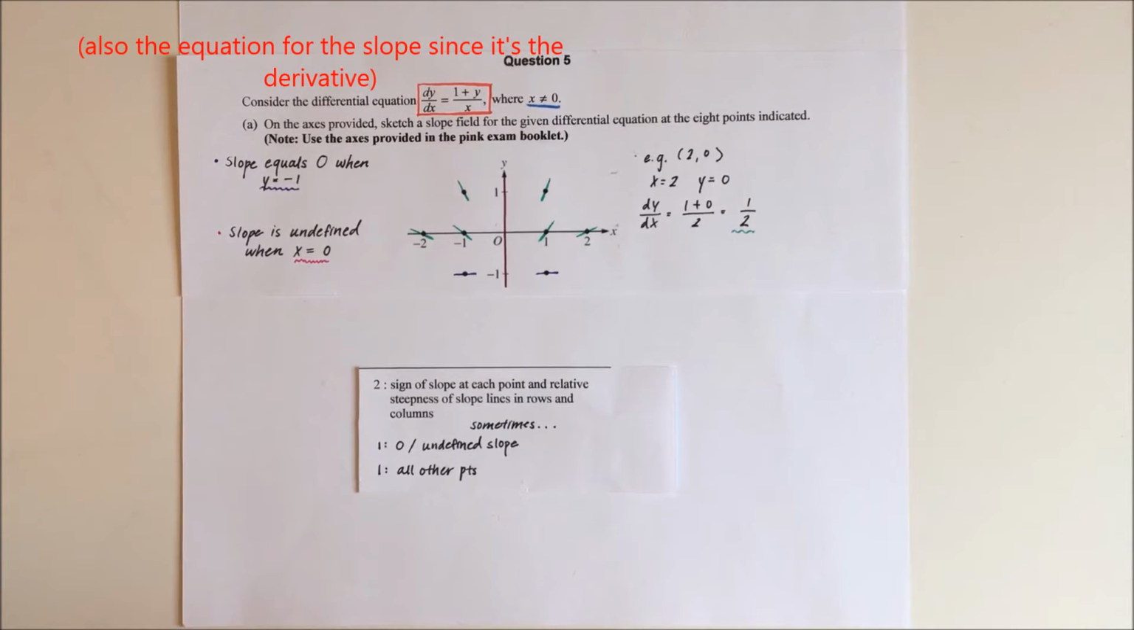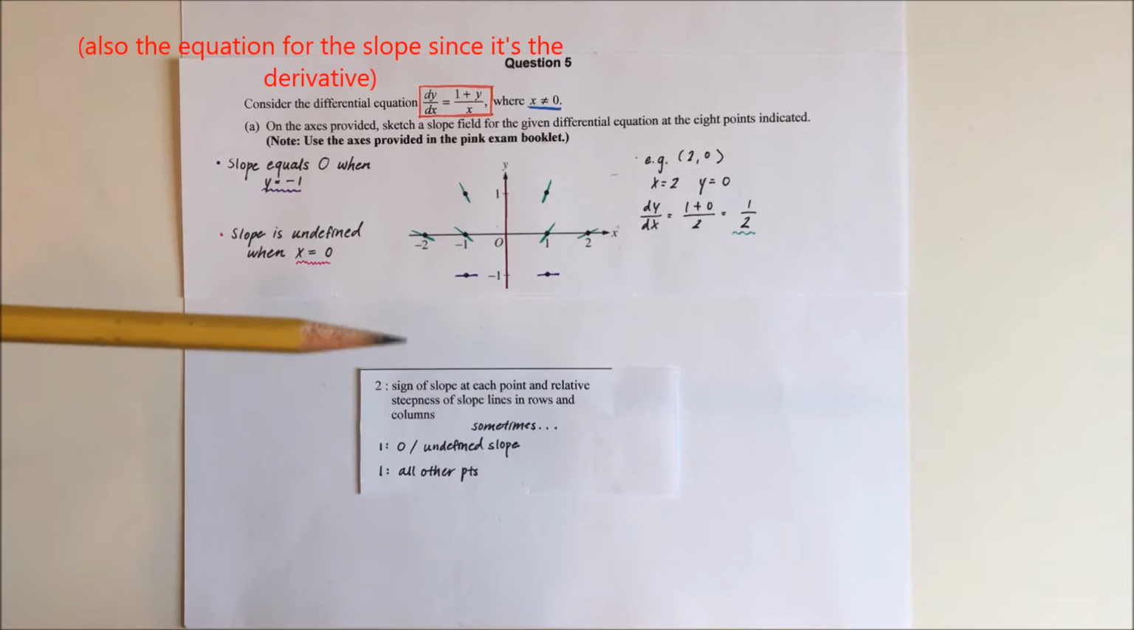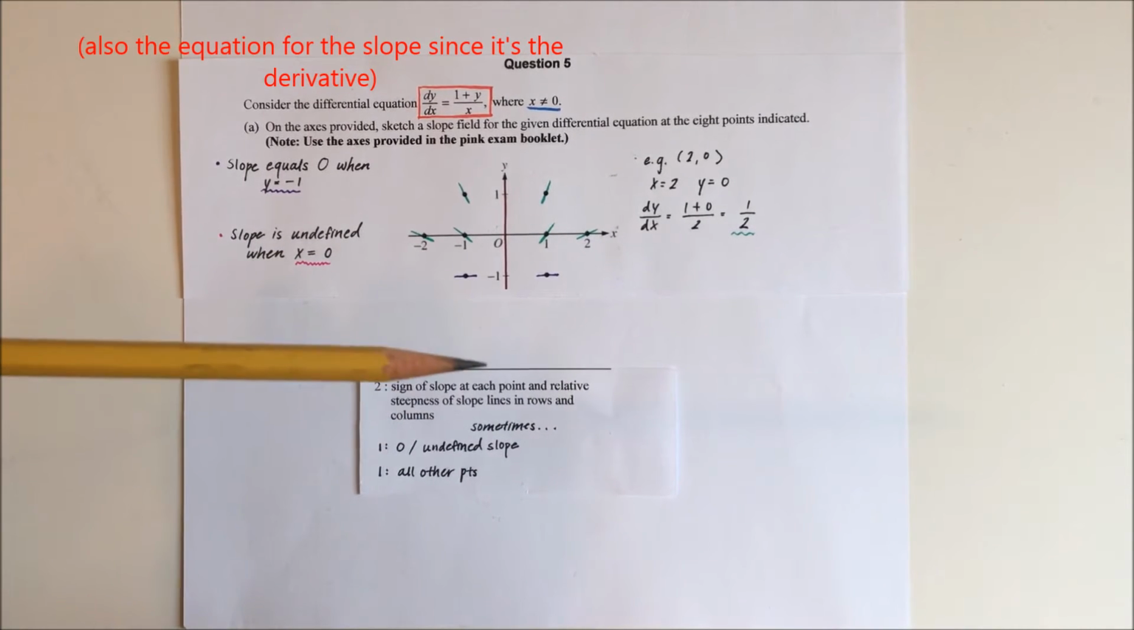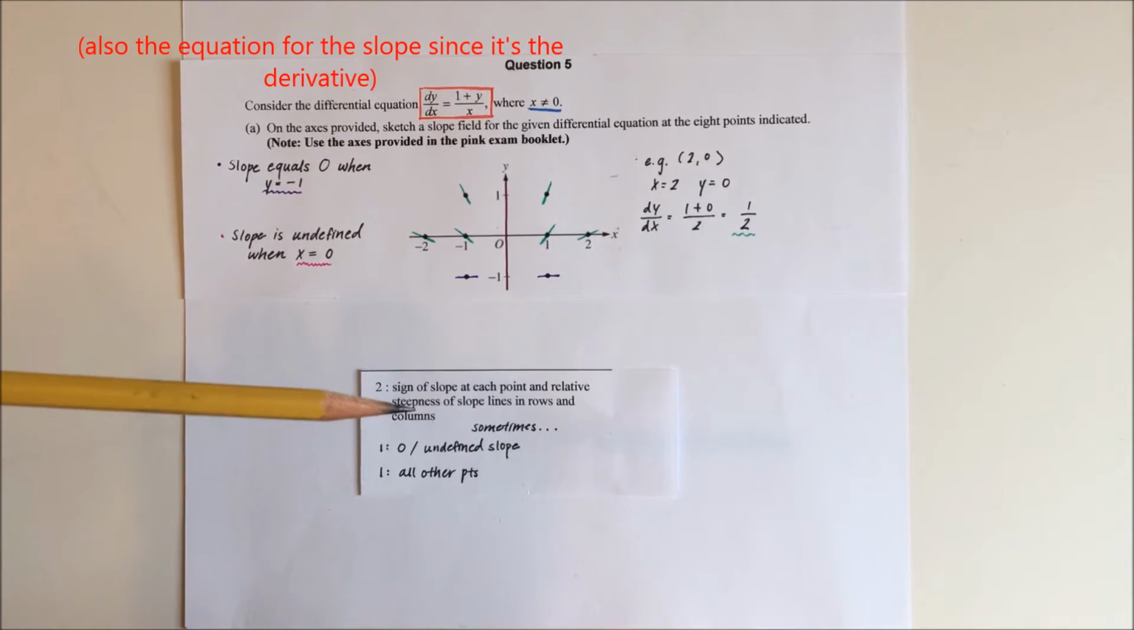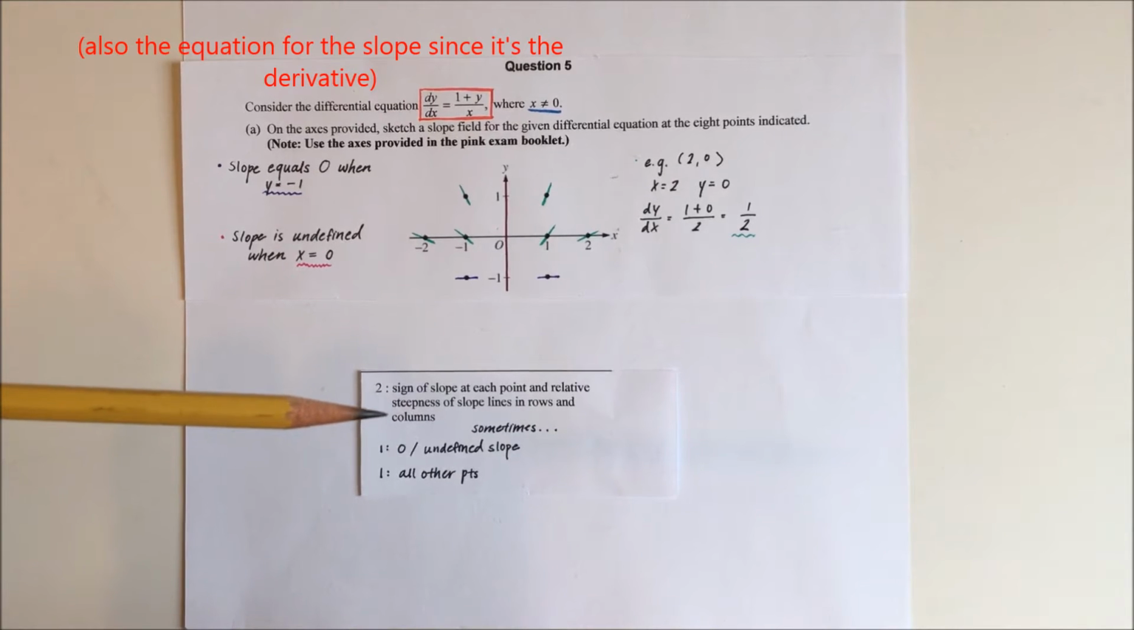Looking at the grading outline that was provided by the AP exam key, we can tell that there is a total of 2 points given for this problem. And to receive these 2 points, you had to have the sign of the slope at each point and the relative steepness of slope lines in rows and columns.